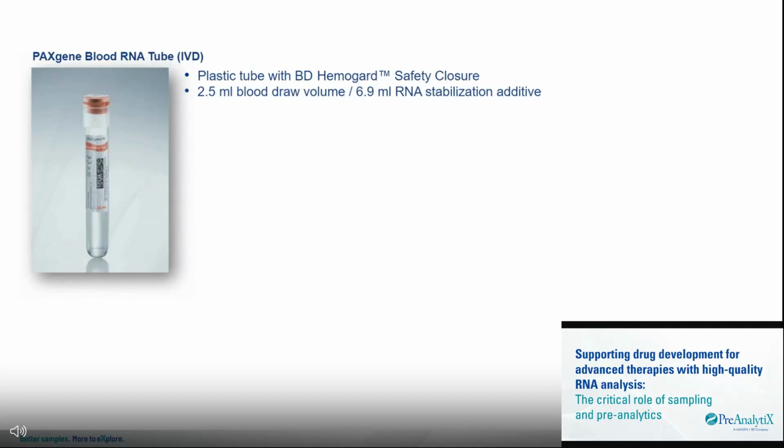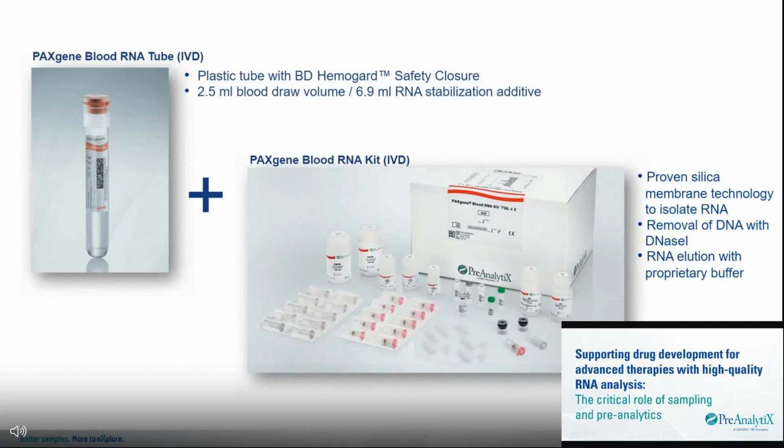To standardize the pre-analytical phase, we developed the packaged blood RNA tube and kit. And the tube is shown on the upper left part here. It's a plastic tube evacuated to enable a blood draw of 2.5 ml blood. It contains a liquid formulation of an RNA stabilization additive. And the tube is linked to a packaged blood RNA kit.